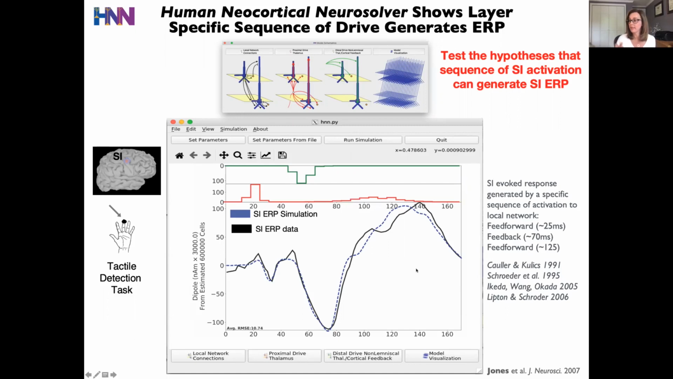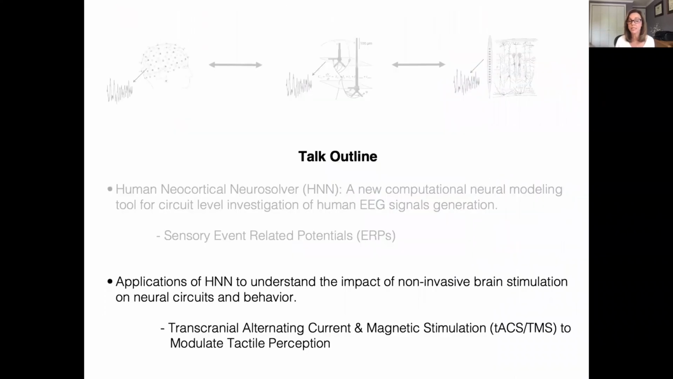And now, with this simulation in hand, we could go in and look at what happens under different experimental conditions. In our initial study, we looked at the evoked response from taps to the finger that were felt and not felt, and tried to infer what are the underlying circuit differences in these different experimental conditions. What I want to describe to you next is how we've used this modeling framework to understand differences in the evoked response that occur from non-invasive brain stimulation. And so to do that, I'm going to now switch to describe some studies in my lab where we've been attempting to modulate tactile perception with non-invasive brain stimulation.